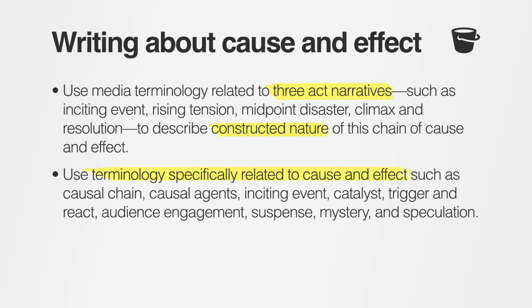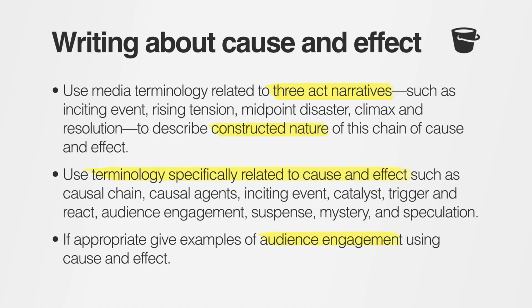To get away from simply describing the narrative, try to use terminology specifically related to cause and effect, such as causal chain, causal agents, inciting event, catalyst, trigger and react, audience engagement, suspense, mystery, and speculation. Doing these things will mean that you avoid simply retelling the story and focus your attention on the constructed nature of this chain of cause and effect. Finally, look for examples where the narrative you're studying relies on cause and effect to engage the audience.